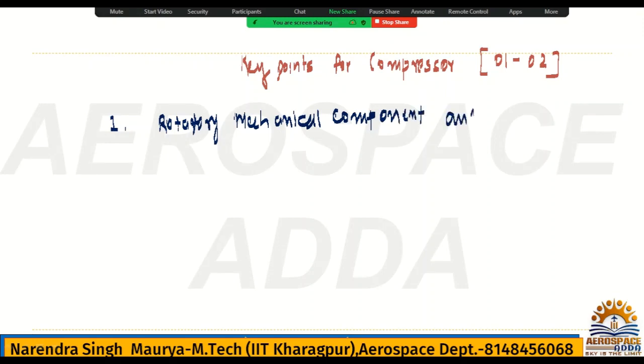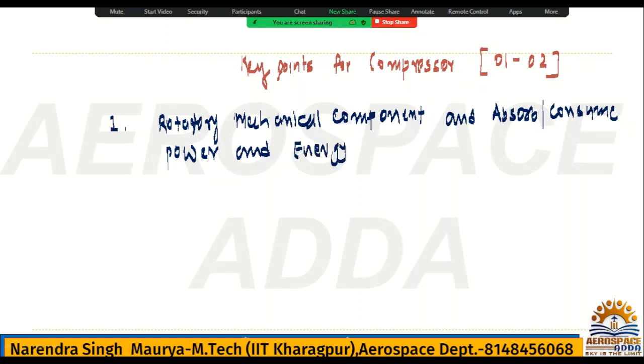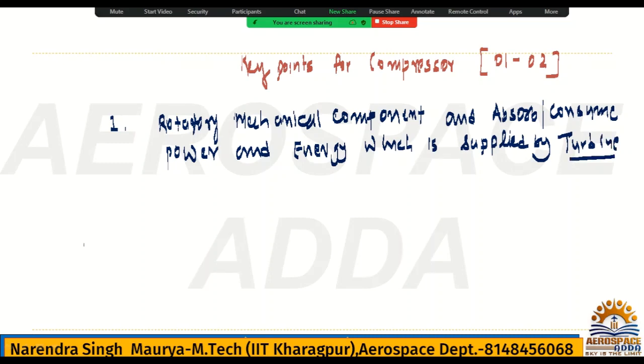And absorb or consume power and energy, which is supplied by another rotatory component, which is nothing but turbine. Okay, number one important. Number two, for this compressor also we will have two important points.